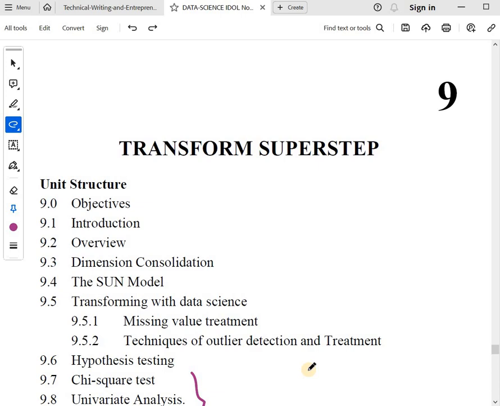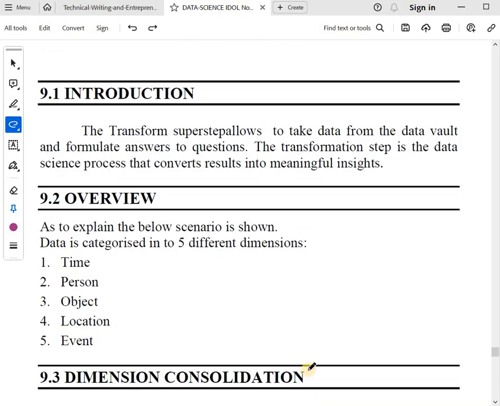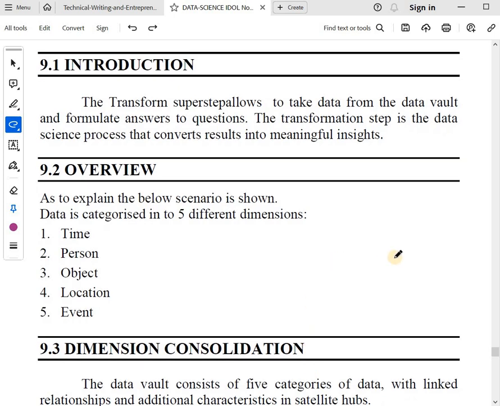Now we are going ahead with the next chapter, that is transform superstep. Now, what does transform superstep help us do? And before we go to that, where does transform superstep come? What is the first superstep? Who can answer? Is it retrieve? What is the second superstep? Assess. Perfect. What is the third superstep? What is the next superstep? Transform. Correct? Now, the transform superstep allows to take the data from the data world and formulate answers to the question.